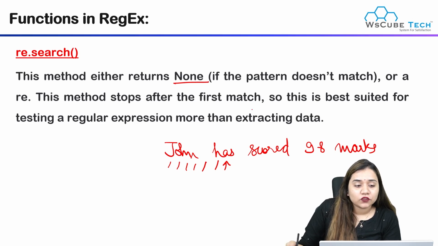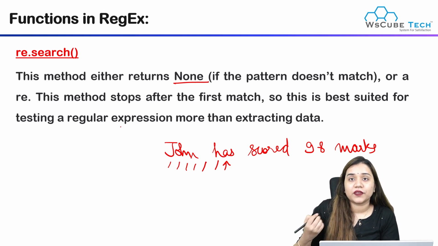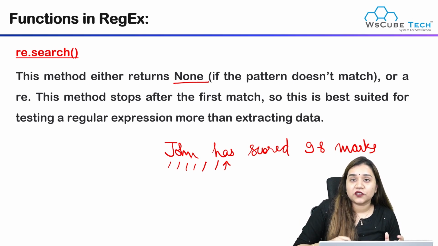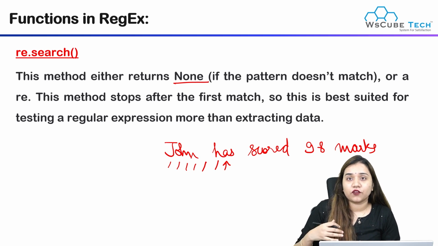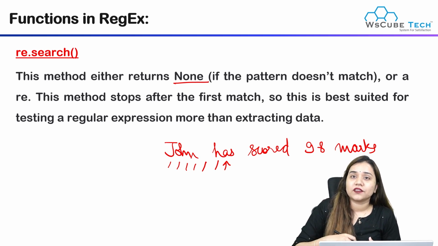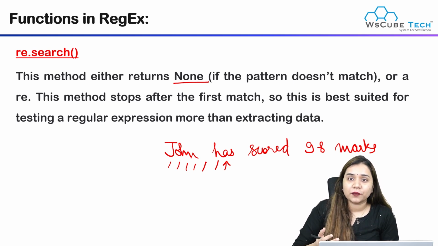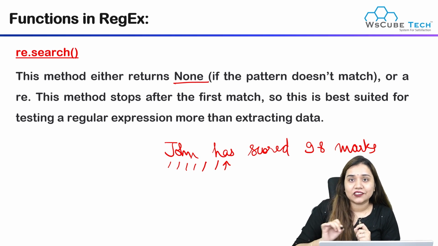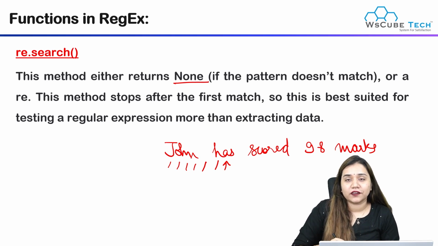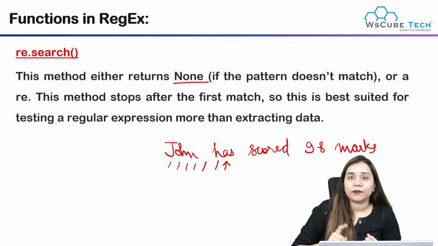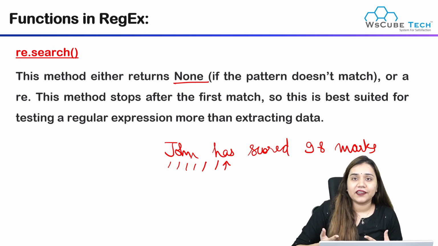The search method is best suited for testing a regular expression, except when we want to extract information. If you want to extract something from the string, you can use findall or the other methods. But if you just want to test the string, you can use the search method. So guys, these were all the functions, and now we are going to talk about their practical implementation. I'll be giving you one example of each and how it can be practically implemented.